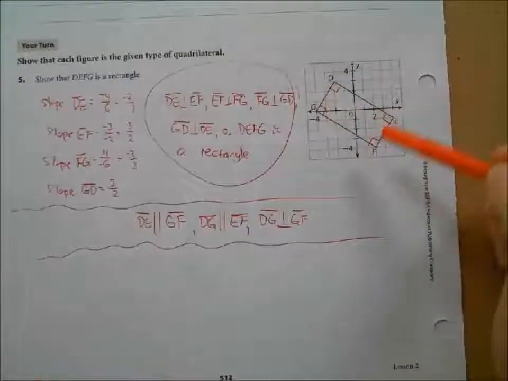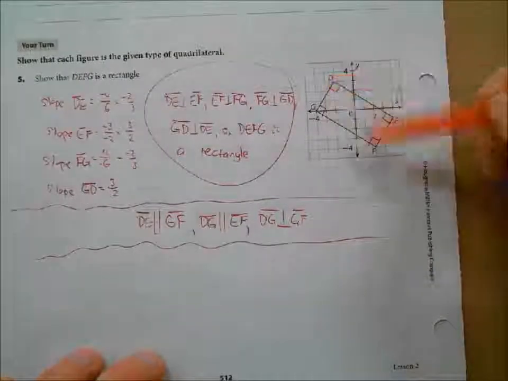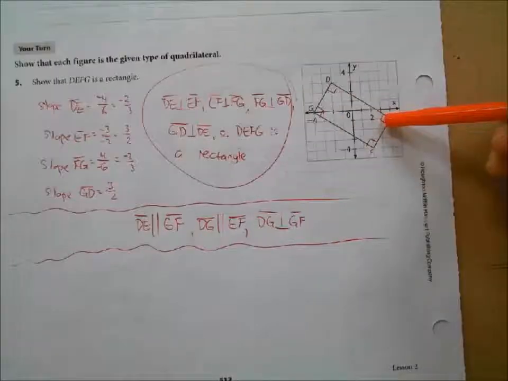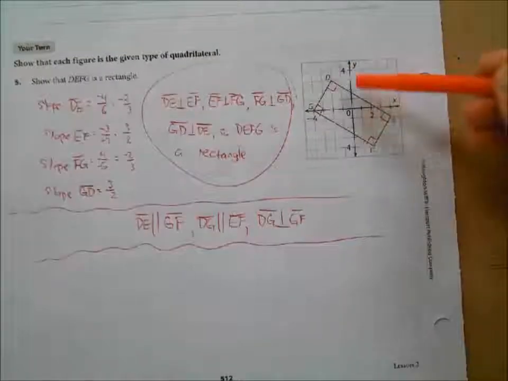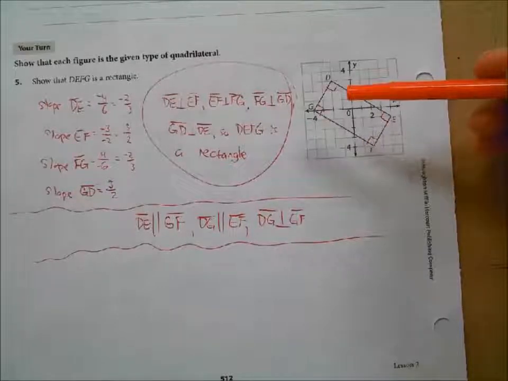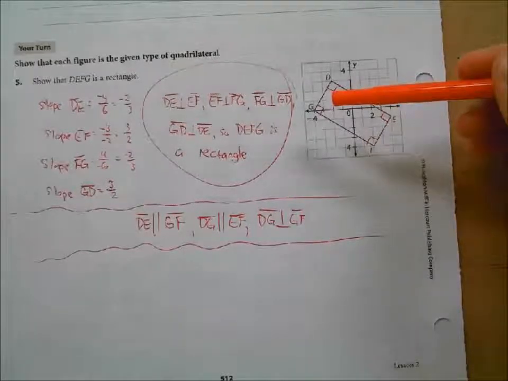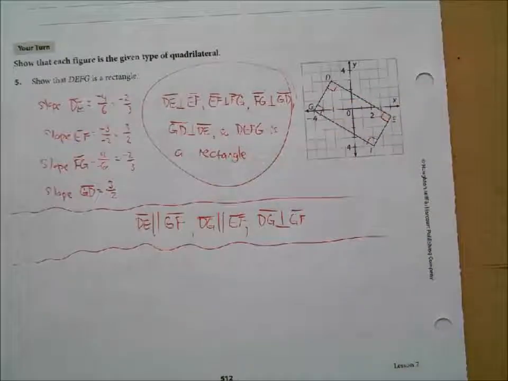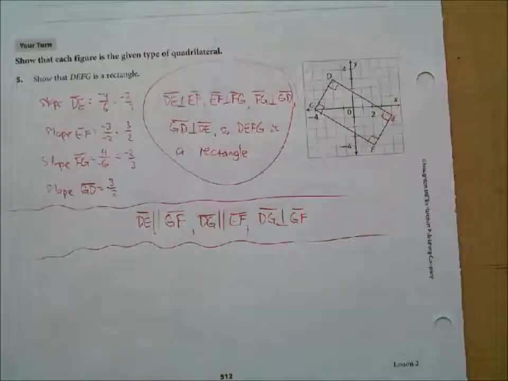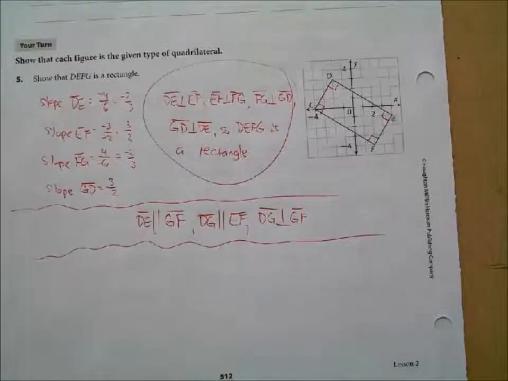parallel. And then if you wanted to, you could show that DF, that length, is the same as the length from G to E. And of course, to do length in the coordinate plane, we would have to use the distance formula. Exactly right. The distance formula there. So you'd have to say the distance from D to F, the distance from G to E, or, you know, make a right triangle of those parts. So you can do it that way as well. Okay? Not too hard to do either.